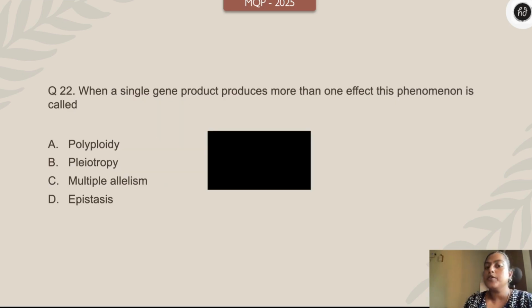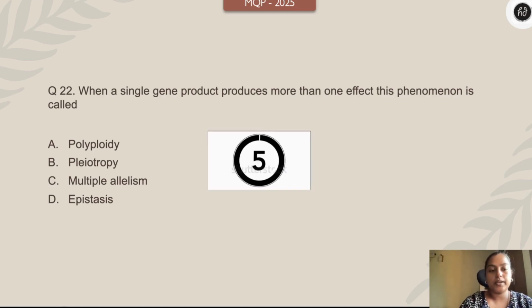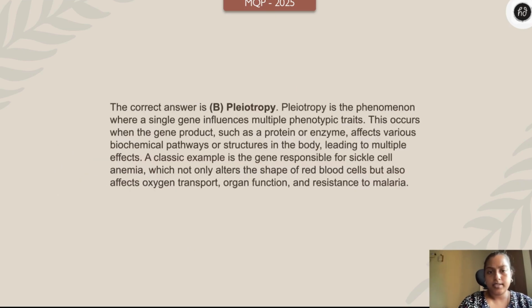When a single gene product produces more than one effect, this phenomenon is called polyploidy, pleiotropy, multiple allelism, epistasis. Your time starts. 3, 2, 1 right now. Children, this one question is, I think, one of the repeated questions. Yes, so it's pleiotropy, right? It's a phenomenon where a single gene can influence multiple phenotypic traits. One good example will be sickle cell anemia, which does not only alter the shape of the red blood cell, but also affects oxygen transport, organ function, and resistance to malaria.